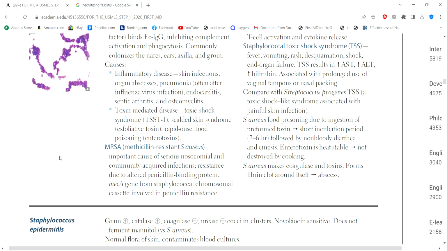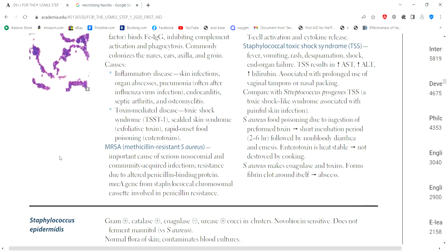Staph aureus food poisoning is due to ingestion of preformed toxin, the enterotoxin. There's a short incubation period, about 2 to 6 hours, followed by non-bloody diarrhea and emesis. The enterotoxin is heat stable, so cooking will not kill the Staphylococcus aureus here.